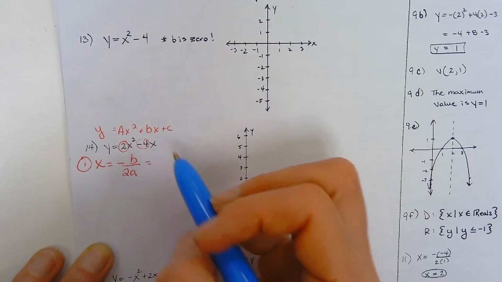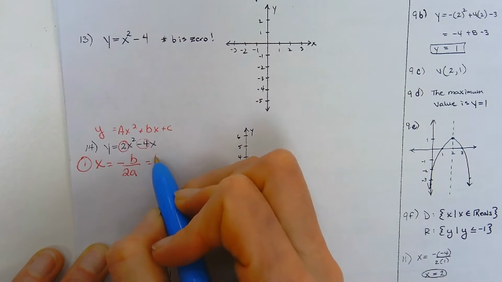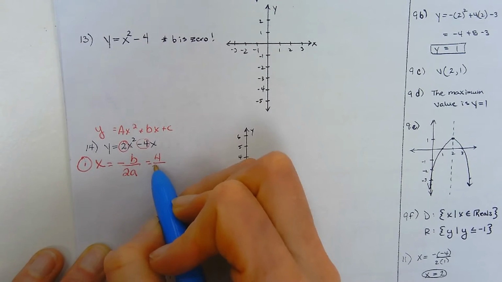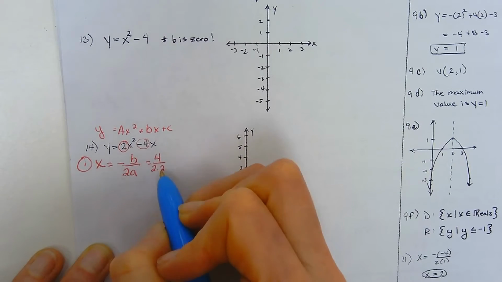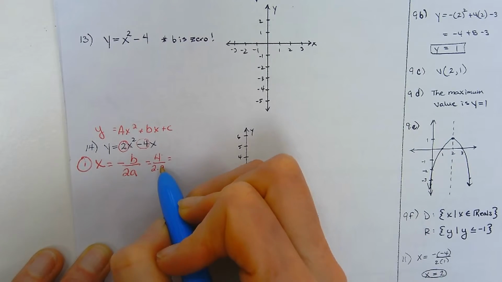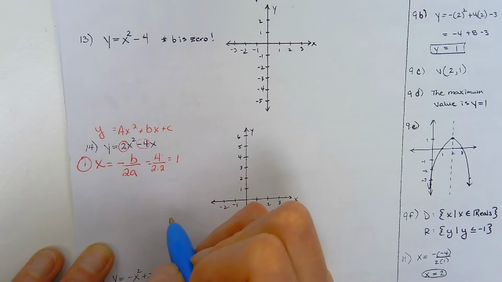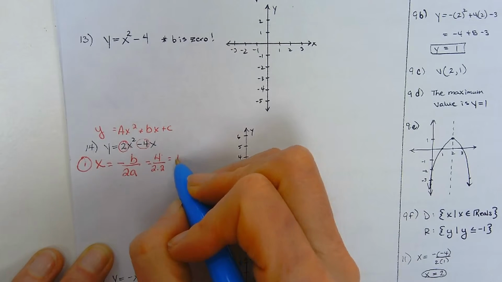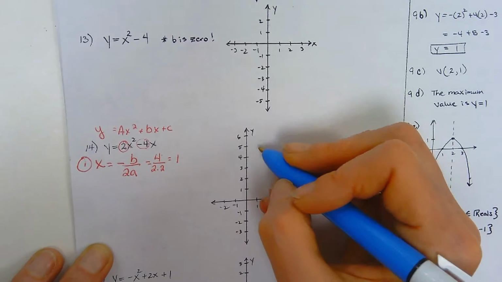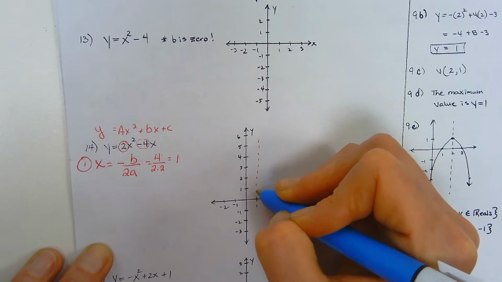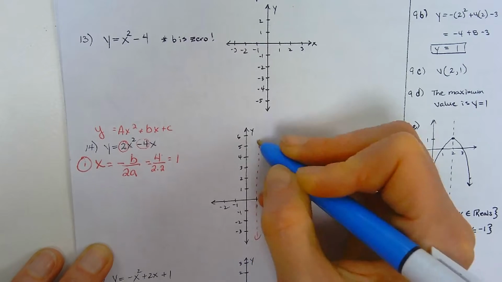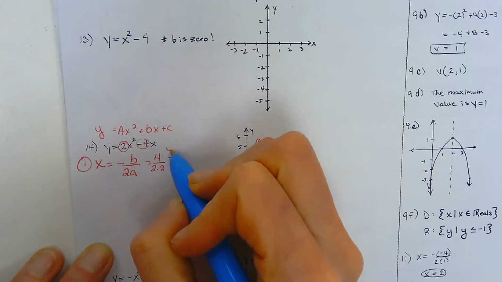So the opposite of -4 is 4 over 2 times 2. A is 2, and so we get 4 over 4, which is 1. So our axis of symmetry is x equals 1. And I'm going to draw that in. X equals 1.